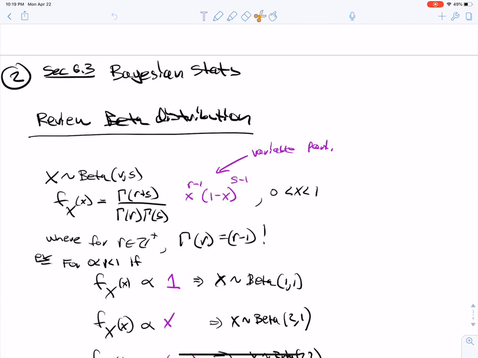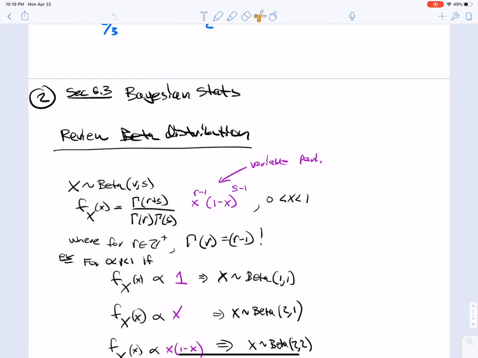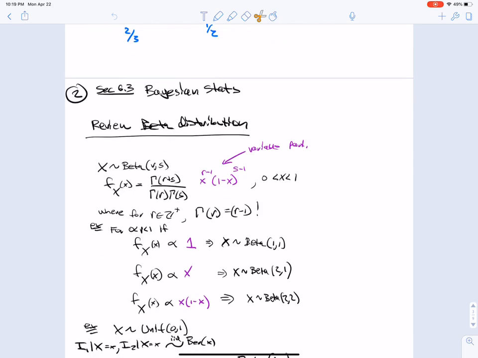Let's review beta distributions. The density for beta is what I've written here, and what's important is the variable part. The variable part uniquely determines the density, because the density integrates to 1. So the integral of the variable part uniquely determines what the constant is.